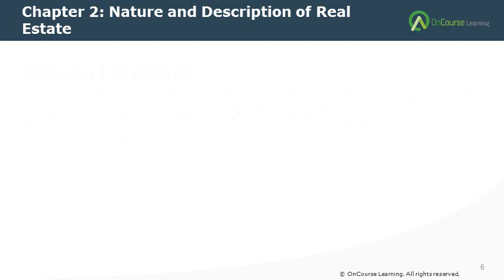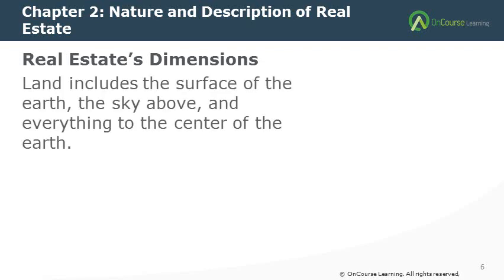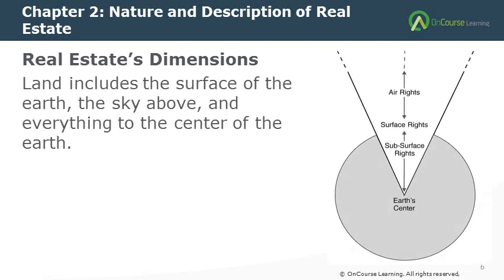We defined real estate as land, improvements, and the rights to use or own the land and improvements. So let's go a bit further and describe exactly what we mean when we say land. Land includes the surface of the earth, the sky above, and everything to the center of the earth.